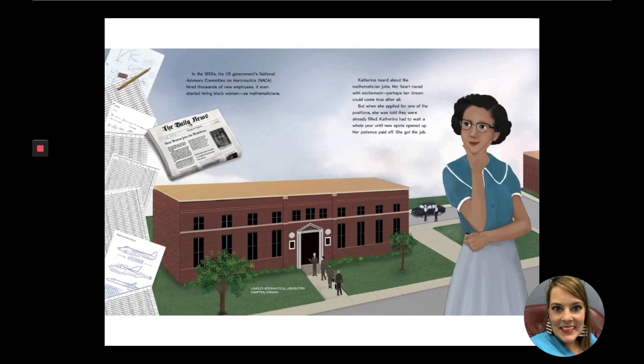In the 1950s, the U.S. government's National Committee on Aeronautics, NACA, hired thousands of new employees. It even started hiring black women as mathematicians. Katherine heard about the mathematician jobs. Her heart raced with excitement. Perhaps her dream would come true after all. But when she applied for one of the positions, she was told they were already filled. Katherine had to wait a whole year until new spots opened up. Her patience paid off. She got the job.